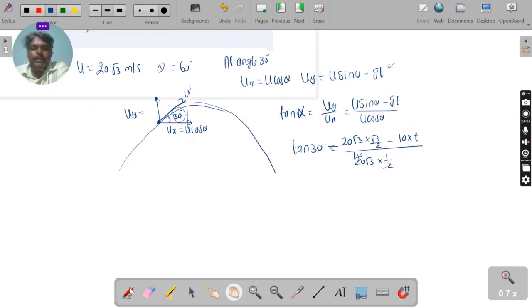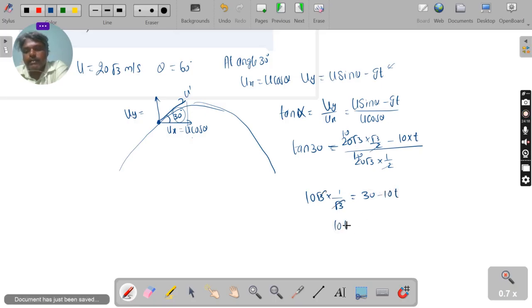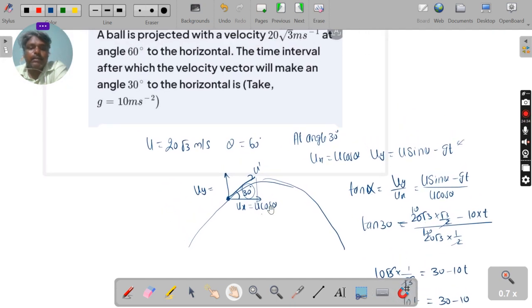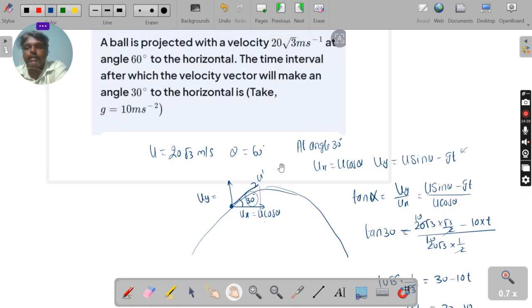So, basic maths. Then the second term is 10 root 3. Tan 30 is 1 by root 3. Cancel them: 10 root 3 into root 3 is 30, so 30 minus 10t, root 3 cancels, 10t is equal to 30 minus 10, 10t is equal to 20, t is equal to 2 seconds. So the required answer is 2 seconds. What this means is that when time is 2 seconds, the resultant velocity makes an angle of 30 degrees with the horizontal. This is the reason. Okay.